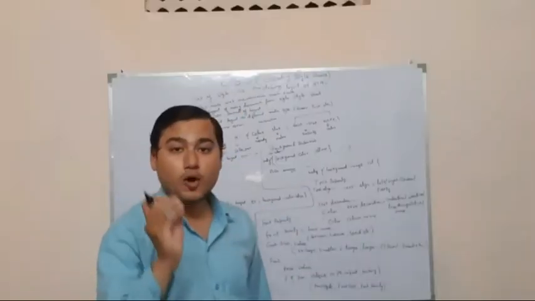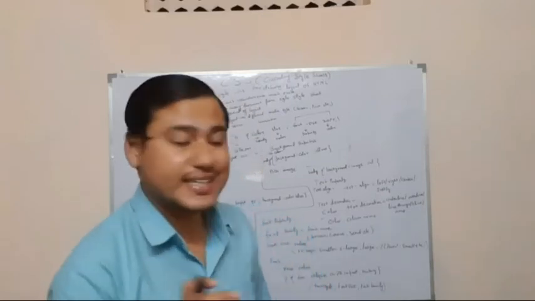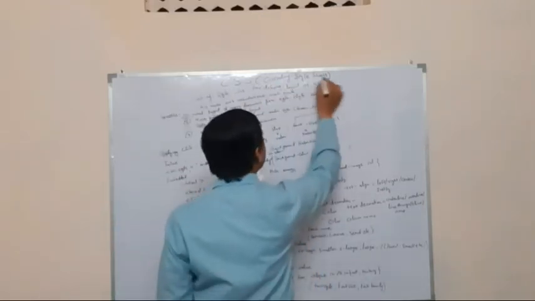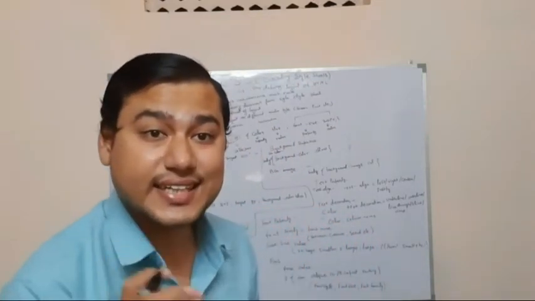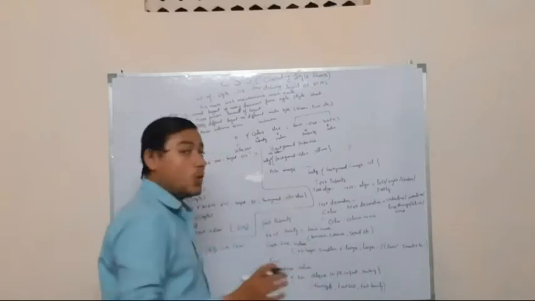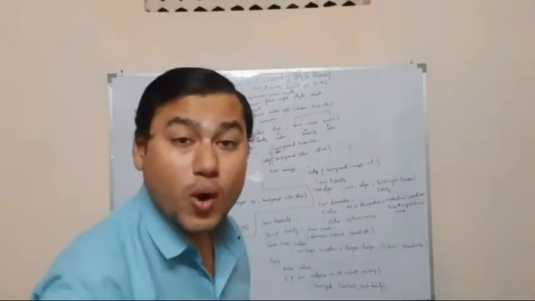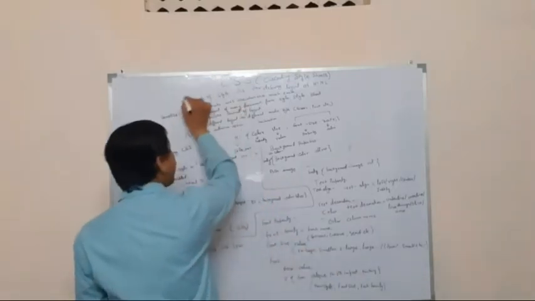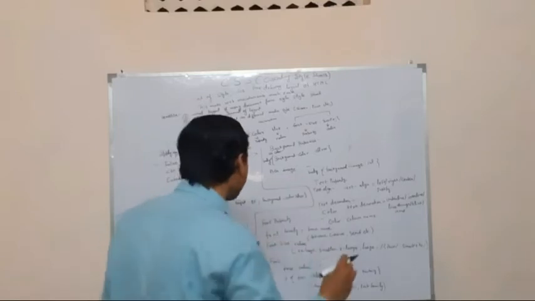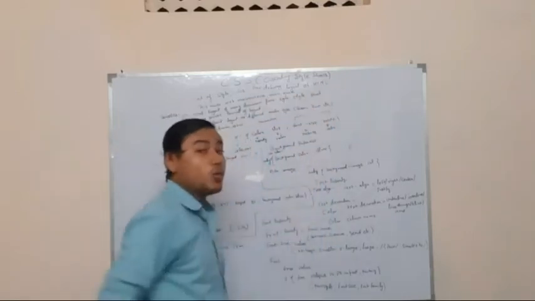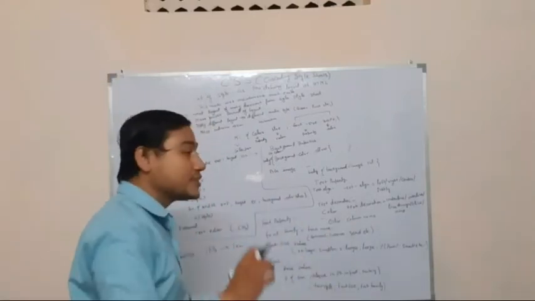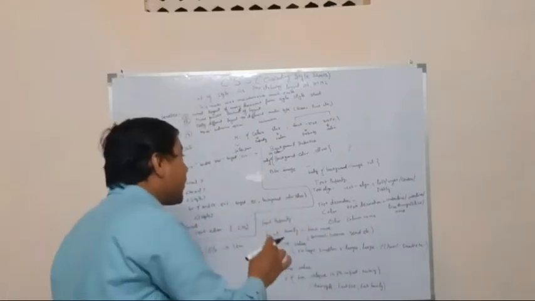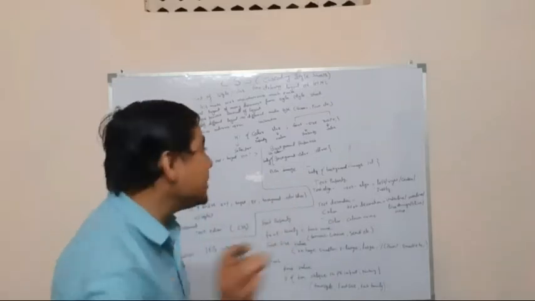CSS. What is the full form of CSS? The full form of CSS is Cascading Style Sheet. Now, why do we use CSS? What does CSS do? CSS is a set of styles for defining the layout of HTML.